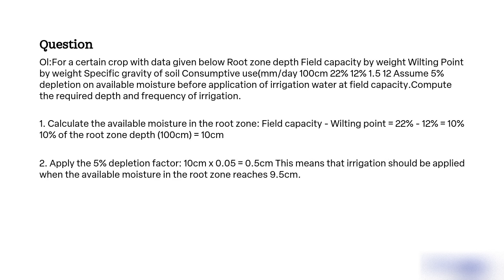2. Apply the 5% depletion factor: 10 km x 0.5 equals 0.5 km. This means that irrigation should be applied when the available moisture in the root zone reaches 9.5 km.